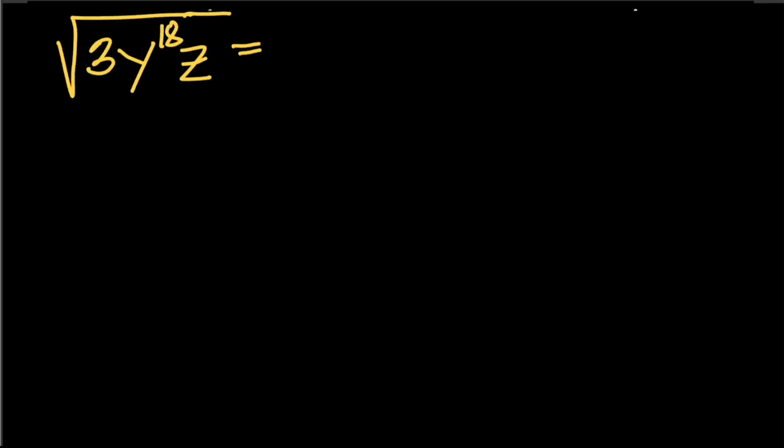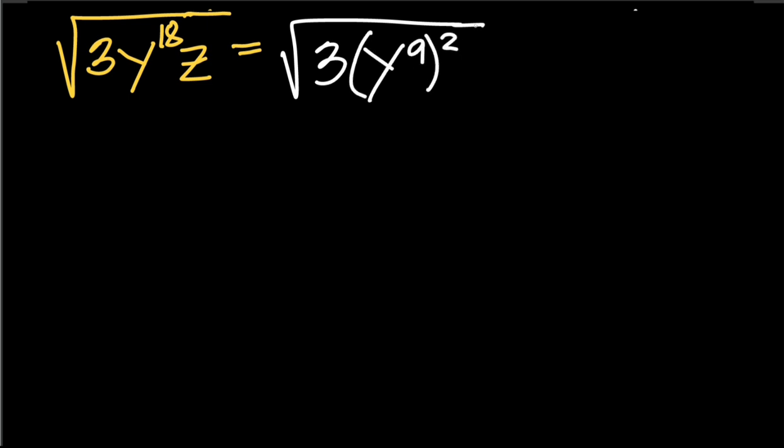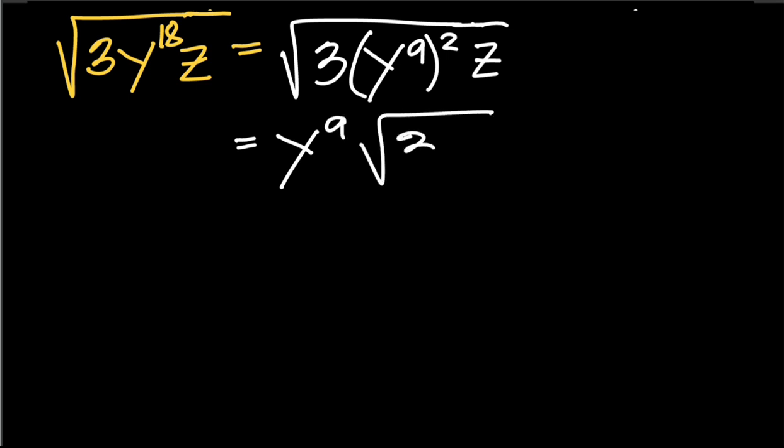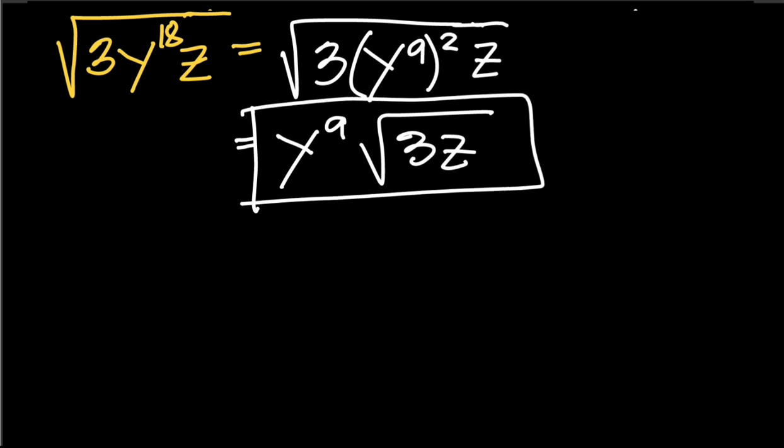How about this one? Square root of 3y to the 18th z. We can write y to the 18th as y to the 9th squared, times z. Then we get the square root of y to the 9th squared. So that is just y to the 9 times the square root of 3z. So this is our final answer.